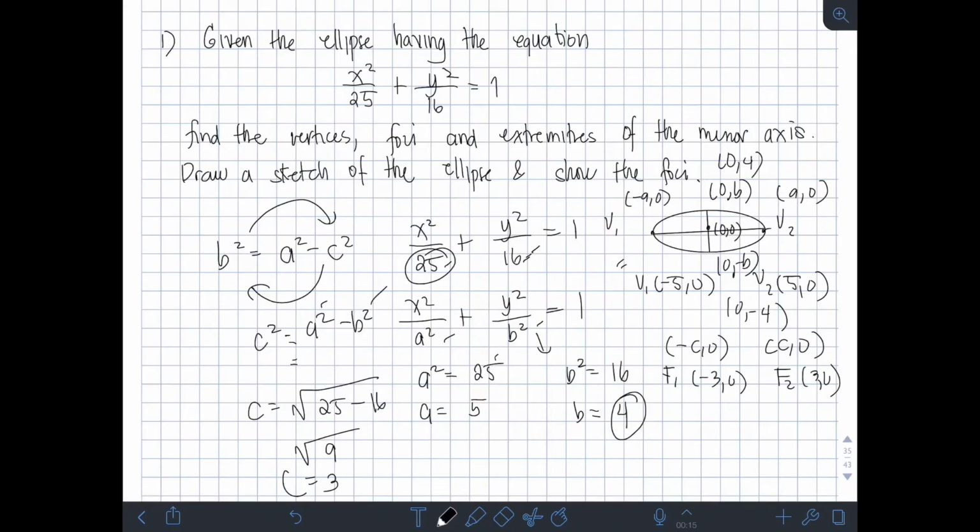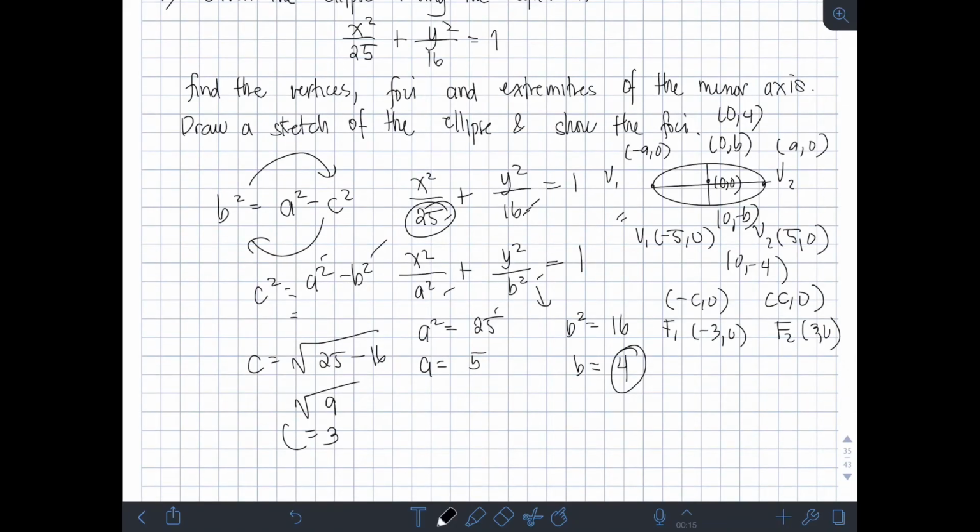Okay? So, base dun sa definition natin, dapat yung sum nung segment F sub 1 P plus segment F sub 2 P equal siya sa 2a, right? Eh, yung a natin is 5. So, 2 times 5 is 10.